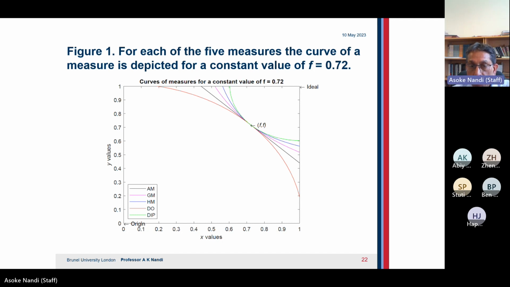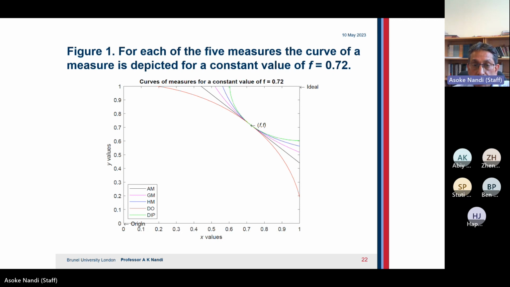But what happens as you go away from it? Let's call this value F, which in this case is 0.72. That's an arbitrary number, not completely arbitrary, but I just chose it and it'll be clear why a bit later. So at this point it's 0.72. Then, for the black curve, the arithmetic mean, we're going away. At this point X and Y values are the same, but as we go away, X and Y values are different. But along this black line, although the X and Y values are different, their arithmetic mean is the same, 0.72.